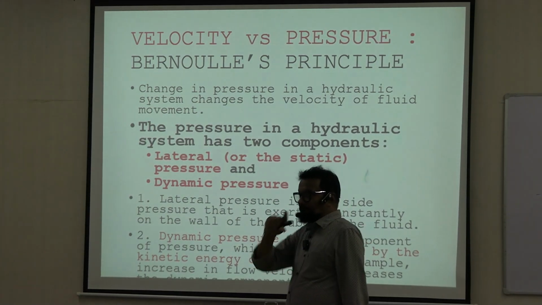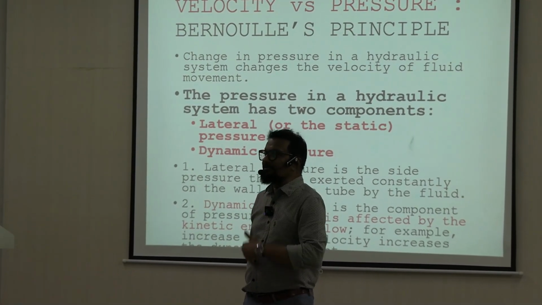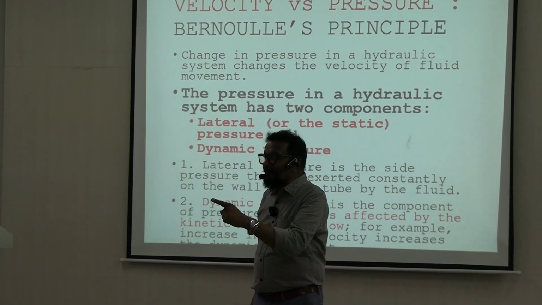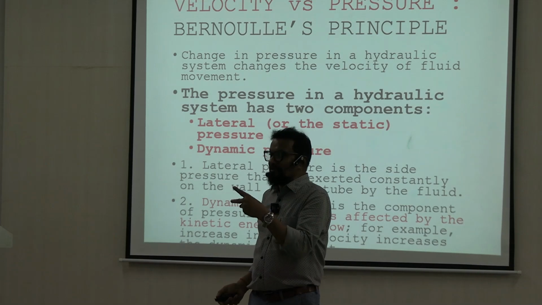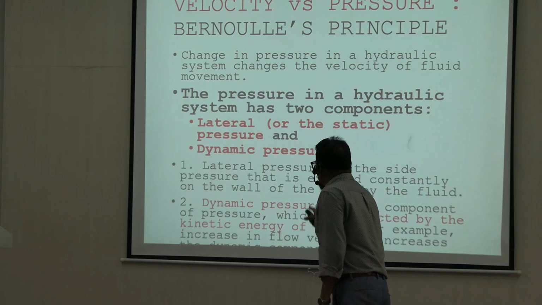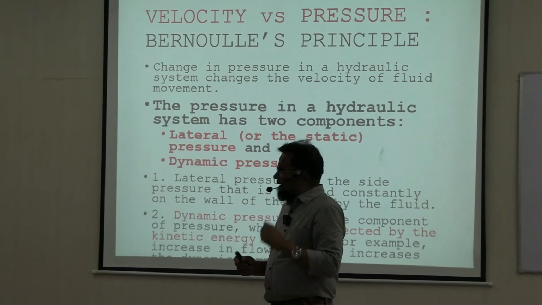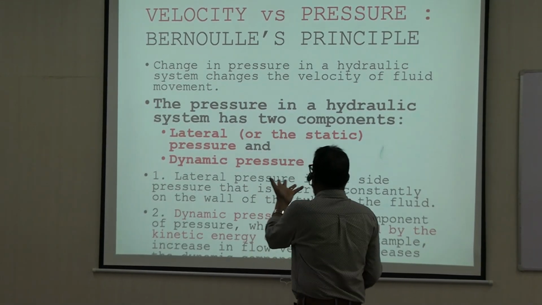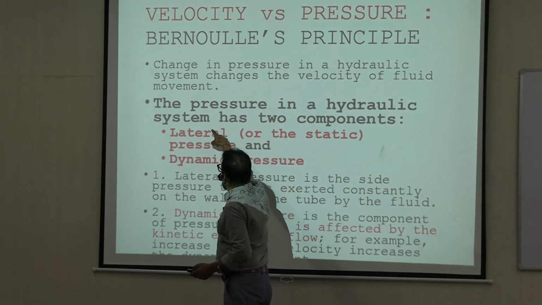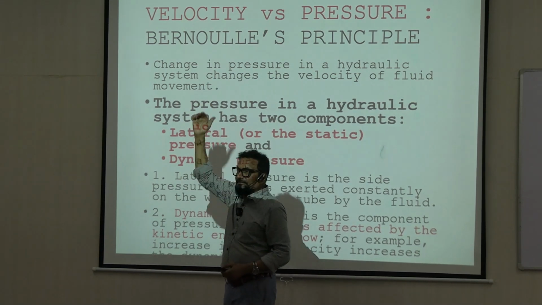This pressure is of two types. One is lateral pressure, another is dynamic pressure. And Bernoulli says that the sum of these two pressures is always constant. It will never change. The sum of dynamic pressure and lateral pressure will remain the same. So if dynamic pressure is increased, lateral pressure will be reduced. If dynamic pressure is reduced, lateral pressure will be increased. This is the relationship.